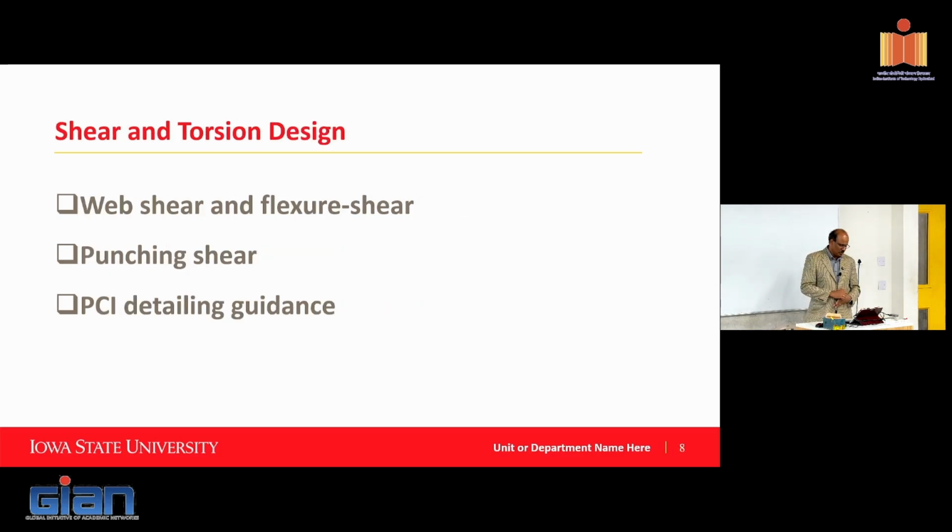On the shear torsion side, one of the unique things is you will learn web shear and flexure shear cracking, and how that is influenced depending on pre-stressing. Punching shear is a unique feature that comes into play because typically floor slabs are supported on corbels, for example, which can cause punching shear failure, and that's something given special consideration.